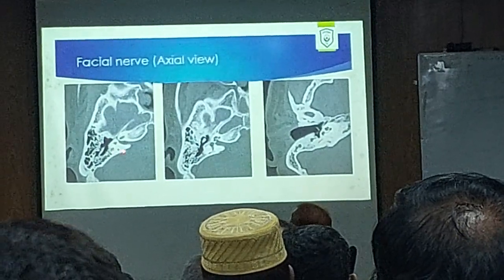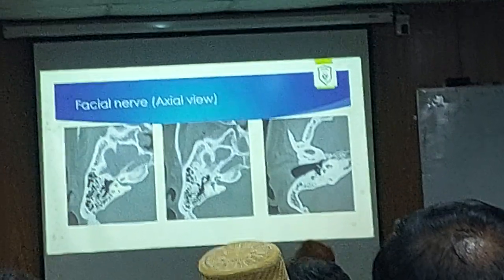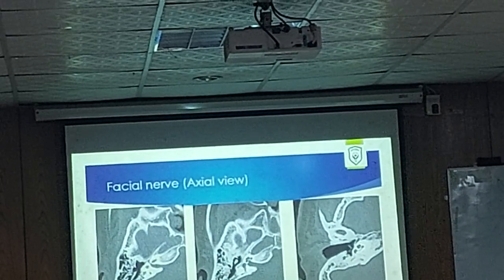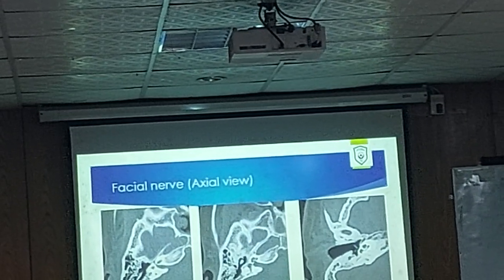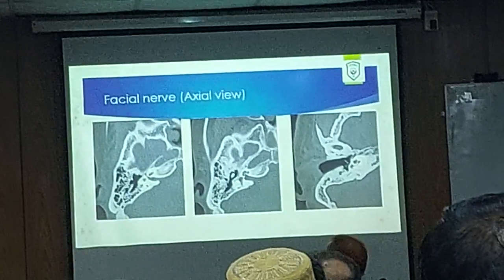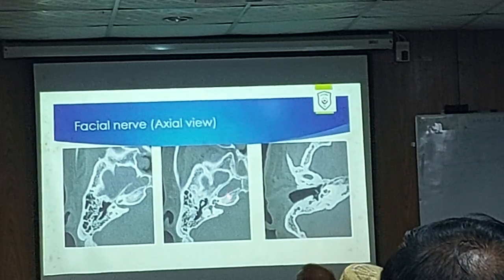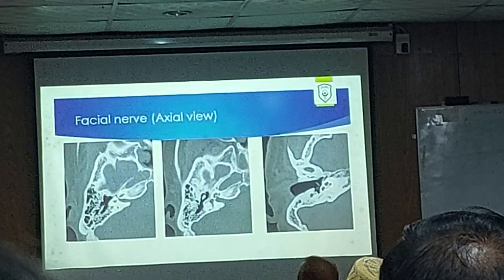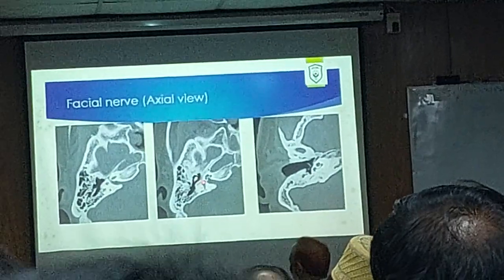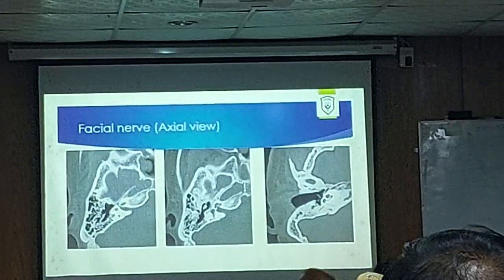If the cut is like this, then you will see the long axis of the facial nerve and the two eyes here, medial and lateral. The medial one is the labyrinthine segment, the lateral one is the tympanic segment coming later. Again, here this is the facial nerve, near the lateral semicircular canal. Here it touches the lateral semicircular canal. This is the second facial nerve segment, the tympanic segment.